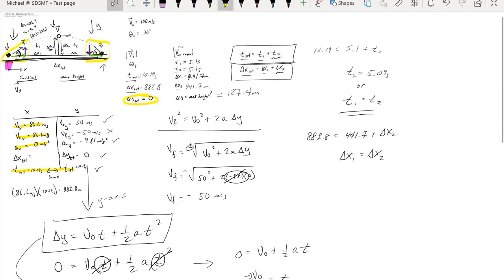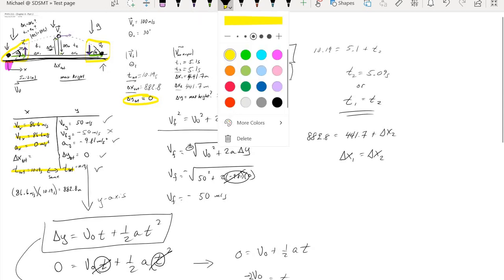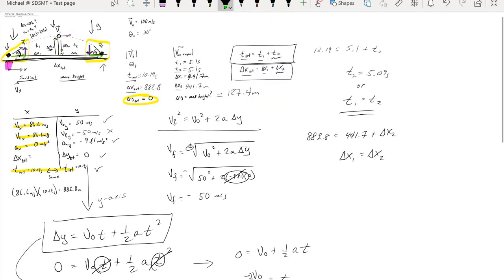So we've gone through and we've answered, let's go through and highlight everything that we've got here. We've got the individual times and the total time. We have the individual displacements and the total displacement. We have the maximum height. We got the velocity at the maximum height.